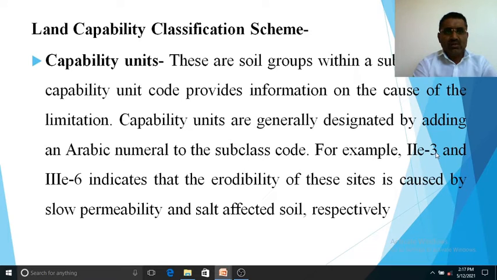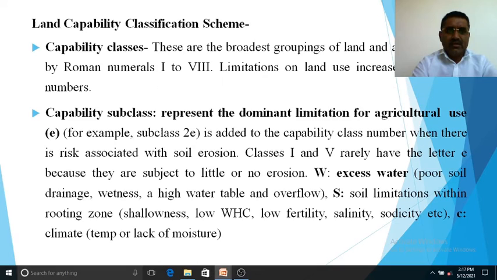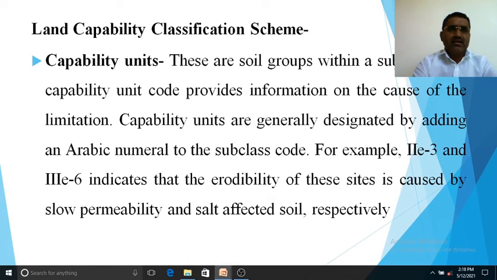Likewise there are numbers 1, 2, 3, 4, 5, 6, and another one is third, E and 6. This is major class, subclass and unit. It indicates that the erodibility of these sites is caused by slow permeability and salt affected soil respectively. So it indicates that the land capability classification scheme is very simple. There are only capability classes, capability subclasses, and according to that there are capability units.